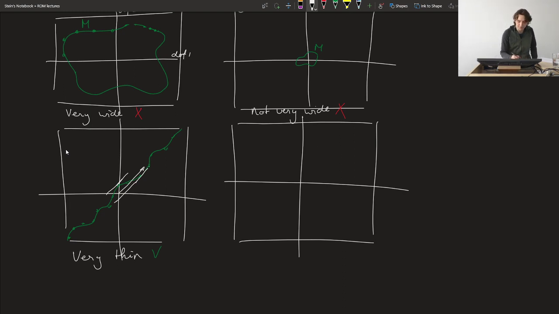I haven't talked about smoothness yet, but I will be able to say already, well, actually this line looks pretty smooth. So we're also quite happy with that. So this is actually the perfect example of something that we would be very effective with in producing a reduced order model for. Now, what would be an example of something that is thin but not smooth? Well, that might be something that looks like this.